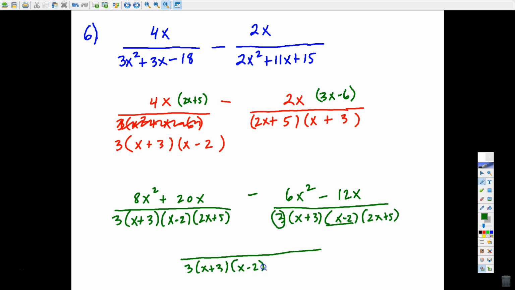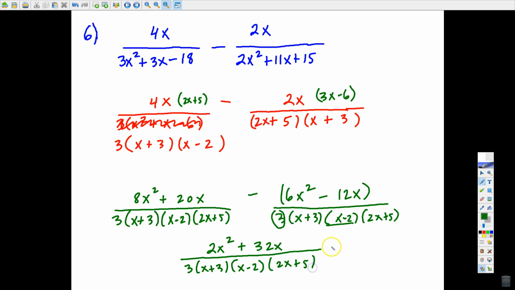So we're going to combine the numerators together, combine like terms. And let's see, 8x squared minus 6x squared, that's 2x squared. And then again, be careful here with subtraction. It's 20x minus negative 12x. And that's really like addition. So that's going to be plus 32x.